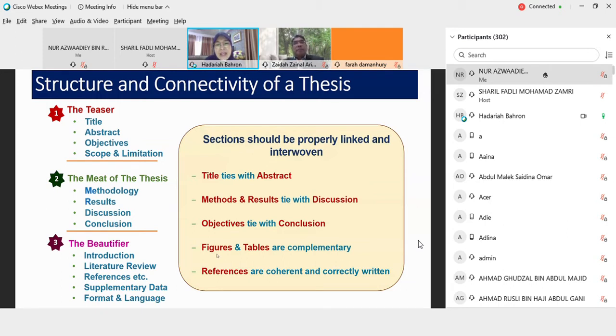Figures and tables must complement each other. They must complement the discussion, they must complement each other, and references must be written correctly and coherently.